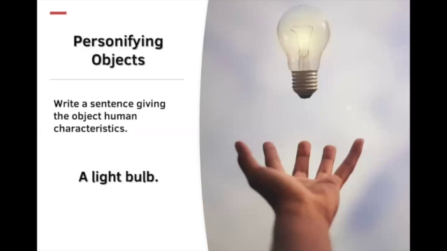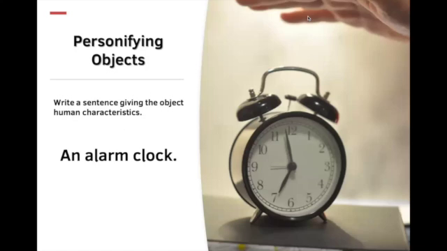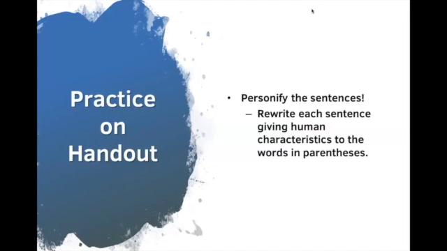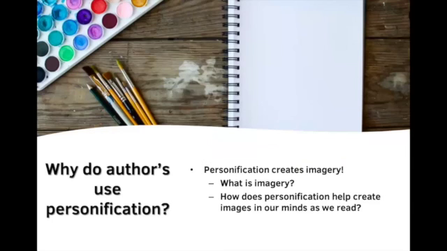Or a light bulb. The light bulb, I don't know this one. Give me just a second. It sometimes takes time. The light bulb winked out. Light bulbs can't actually wink, but they can slowly go out. An alarm clock. The alarm clock screamed in the morning, waking me up. So you are also going to have sentences like this on your handout.